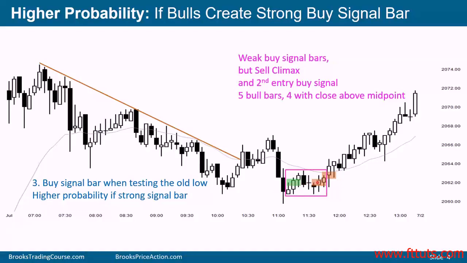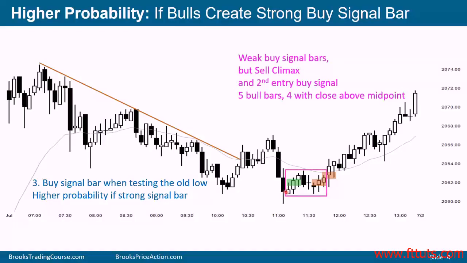Sell climax, weak buy signal bars. In general, the market might be transitioning into a trading range. And if you have a low in a trading range and you have a second entry buy, even with a weak buy signal bar, it's usually a profitable trade.